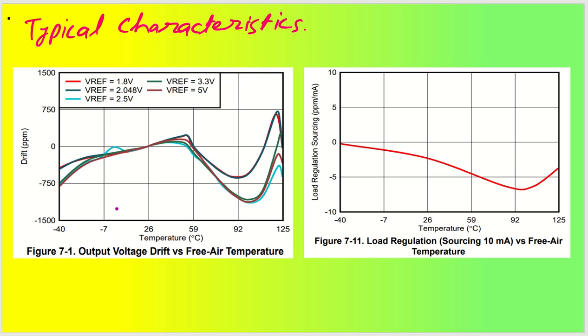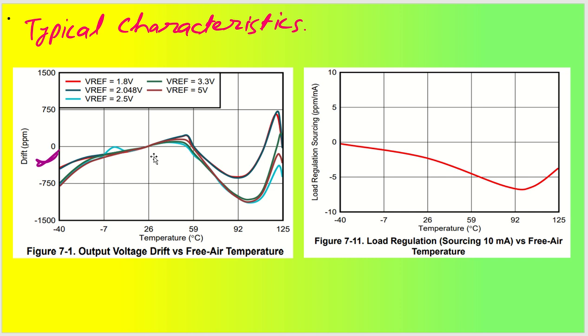Coming back to some of the characteristics. So characteristics, if you see, this is the temperature drift that will be there based on the temperature. Okay, so as you can see we have output voltage drift versus free air temperature. So as my temperature increases, the drift is actually increasing. Okay, so drift is in ppms.